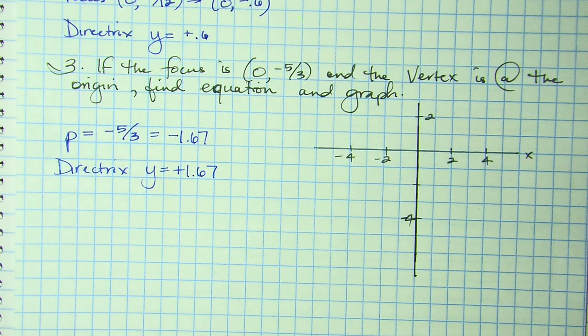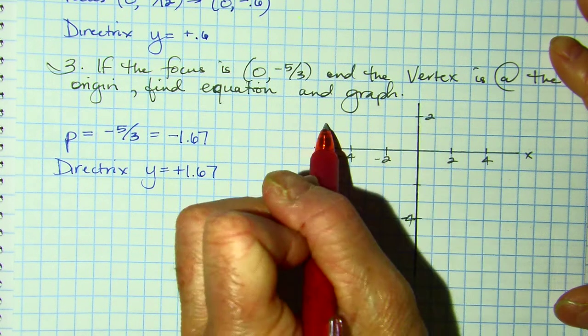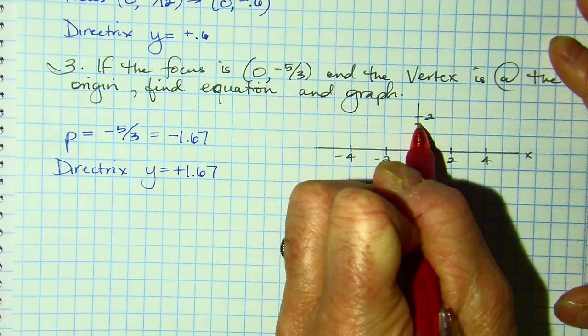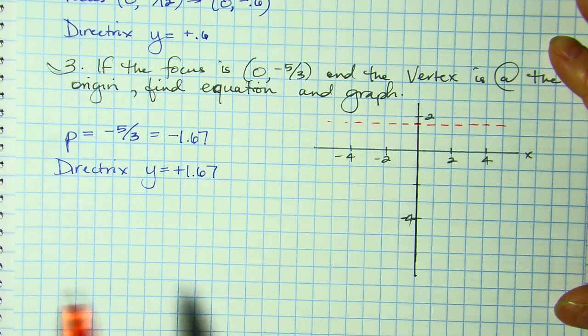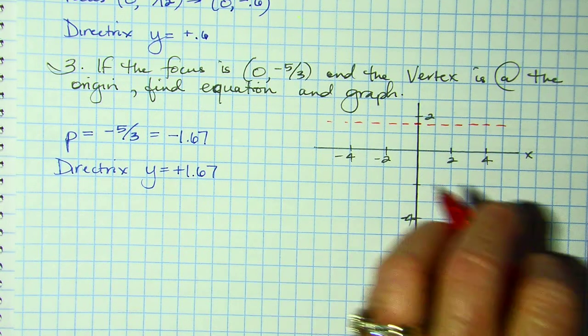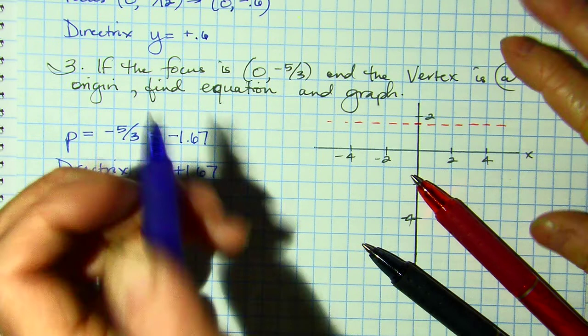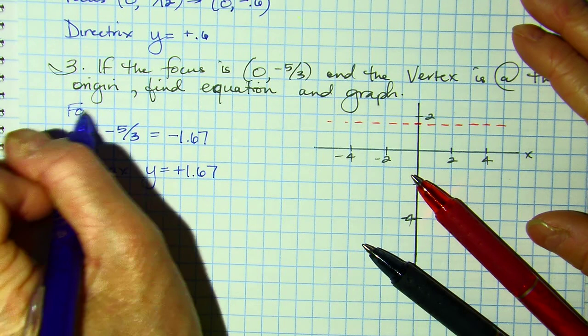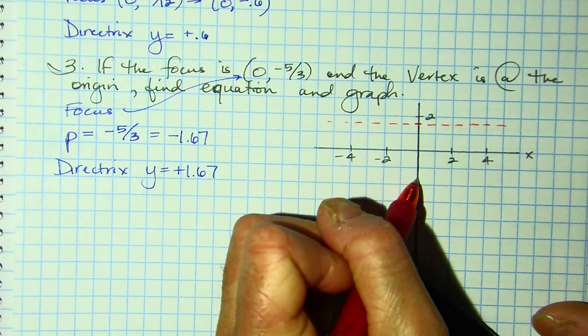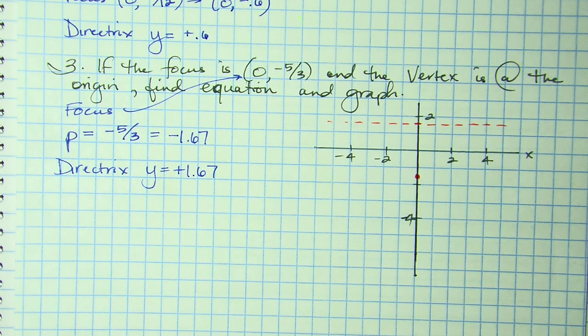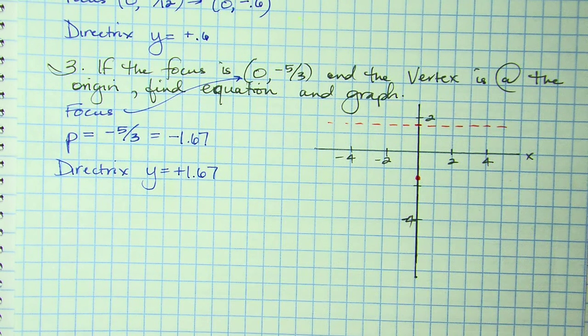Okay, so I have a directrix at +1.67. And I have a focus, right? Whoops, I should have written that. So my focus, and they already told me, is right here. So I have a focus at -1.67. So I know that that little ball, or that focus, should be inside my parabola. So my parabola points down. And so we're going to write our equation.